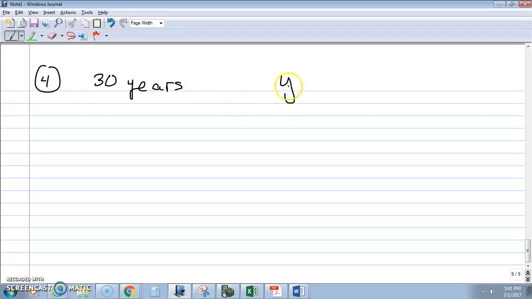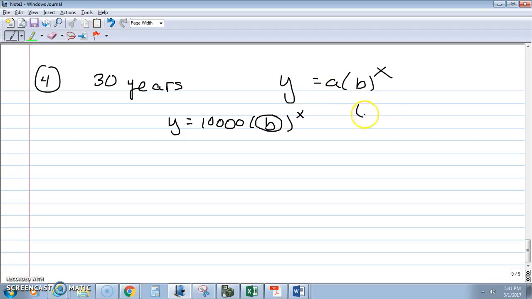So I know this is exponential. And so a is going to be my starting value, which is $10,000. He wants to figure out what the percentage rate is. So we're looking for what goes here for b. That's what we're looking for. To make $50,000. So he wants to know in 30 years, which is our x, he wants $50,000.